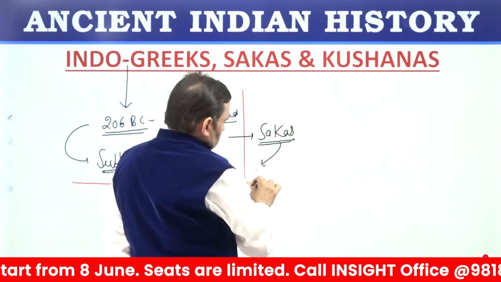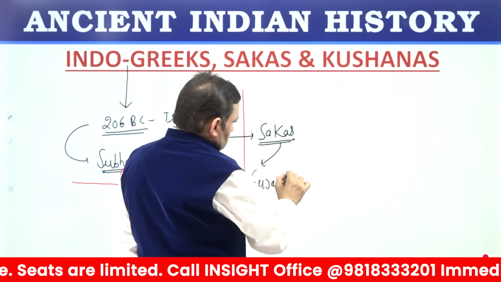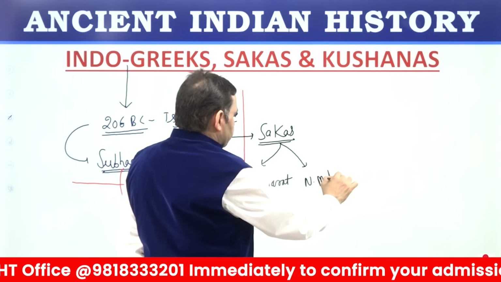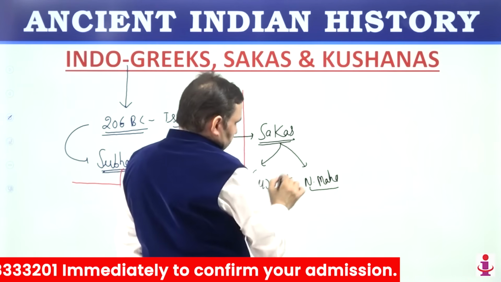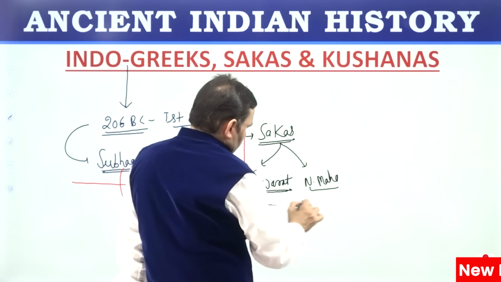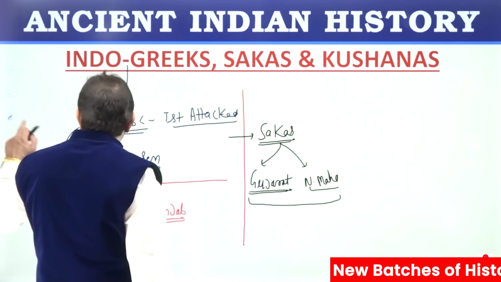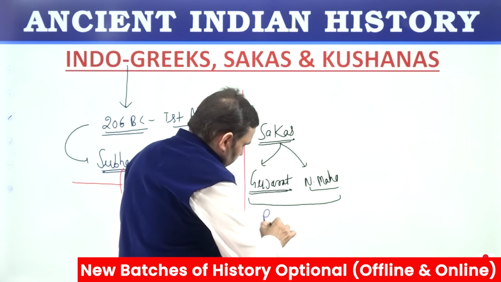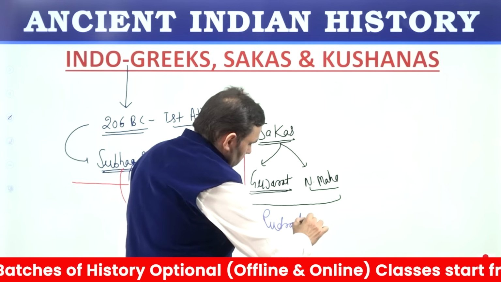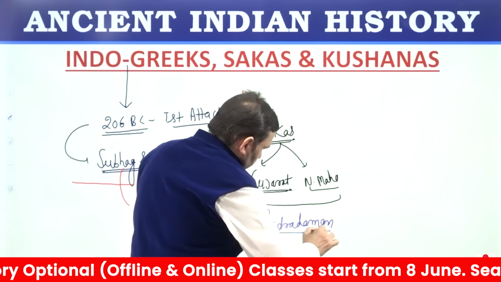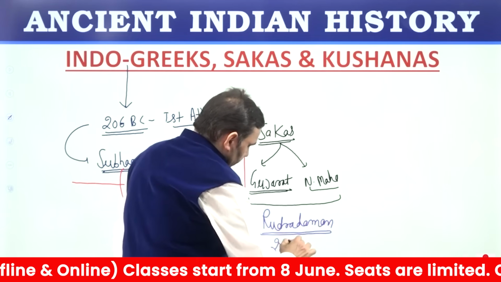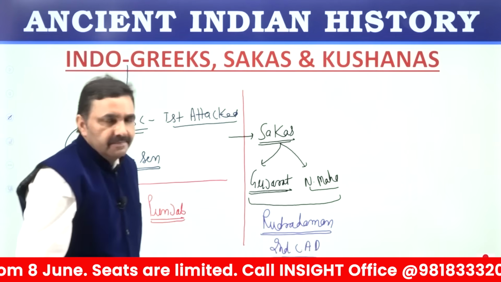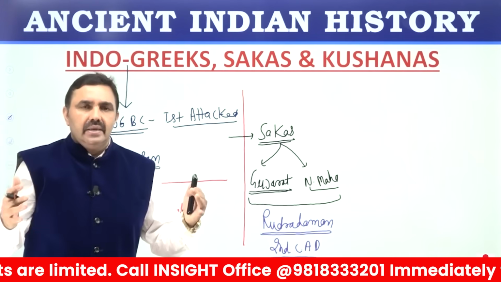Sakas ruled in Gujarat. Sakas ruled in northern Maharashtra. Sakas ruled in Punjab, Afghanistan region also. And one of the Saka rulers of Gujarat, a very famous person, very important for exam, was Rudradaman. Rudradaman was a Saka king in the 2nd century AD, and he built Sudarshan Lake. In fact, he repaired Sudarshan Lake.